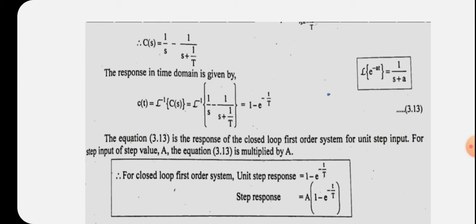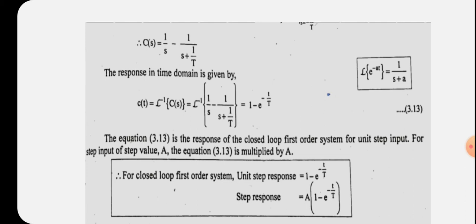The general form of the Laplace transform is e raised to minus at equal to 1/(s + a). Instead of a, here 1/T is coming, so we can substitute a as 1/T. So we get the time domain response as 1 minus e raised to minus t by T. And equation 3.13 is the response of the closed loop first order system for the unit step input.